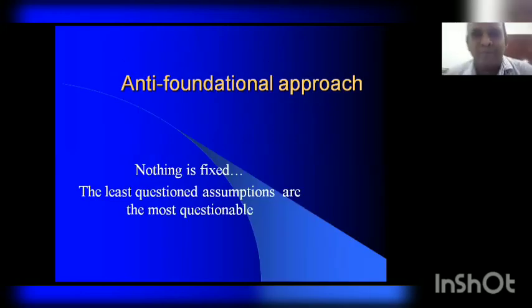Anti-foundational approach. Foucault's argument is nothing fixed. Don't accept anything for granted. Don't accept just because everyone else has accepted it. There is nothing fixed as such. Everything is negotiated. Everything is flat. You construct and deconstruct and construct and reconstruct. So construction, deconstruction, reconstruction is a continual process.